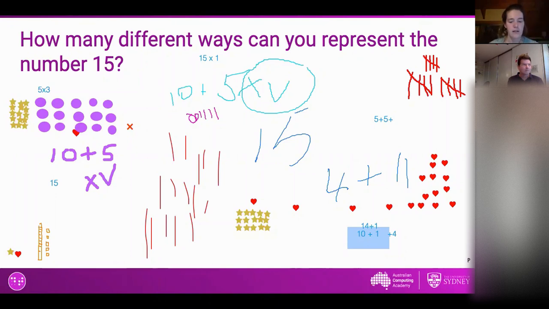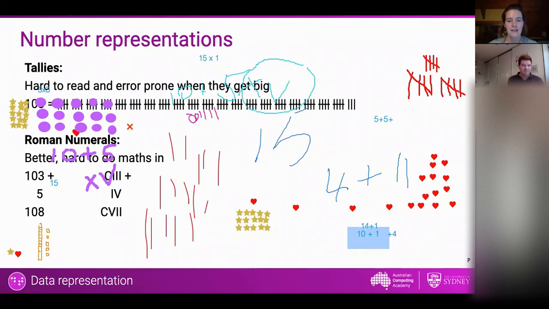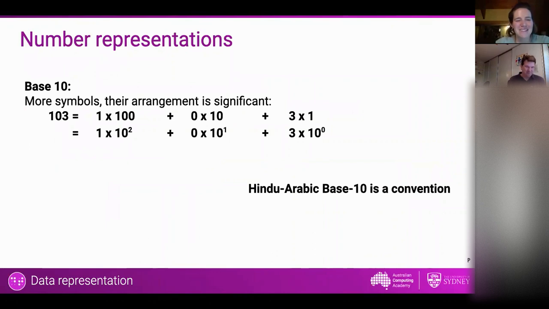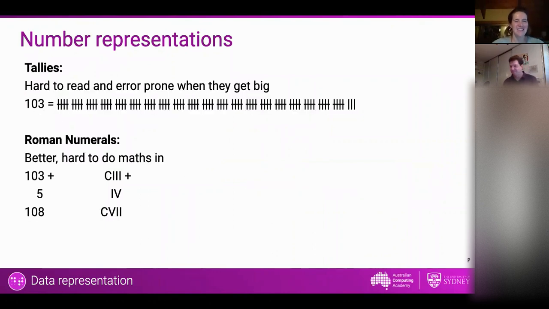Karsten, if you go on the next slide there. We've got tallies as one option. The problem with tallies is they're a bit hard to read and they're error prone once they get too big. So I can't immediately glance at these tallies and say, look, that's 103.